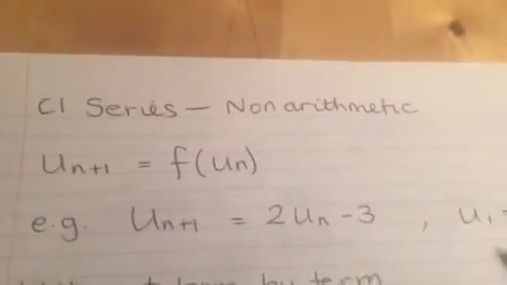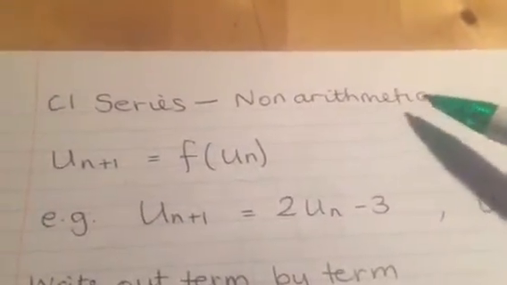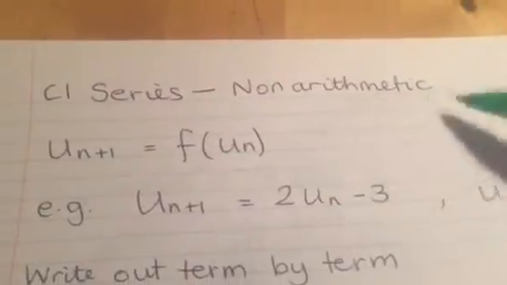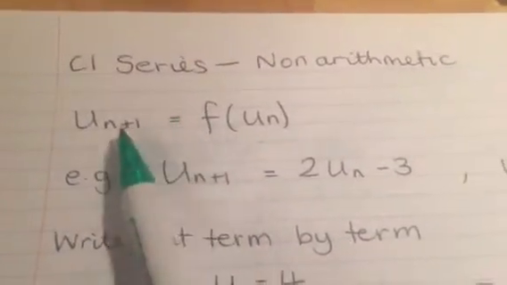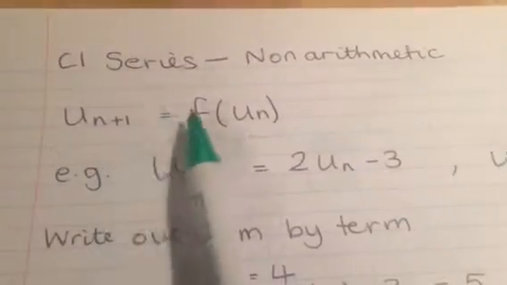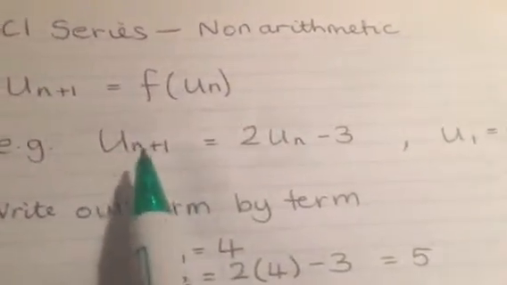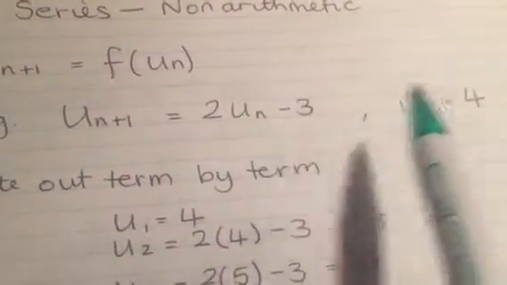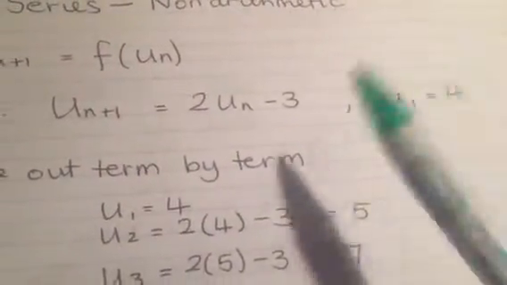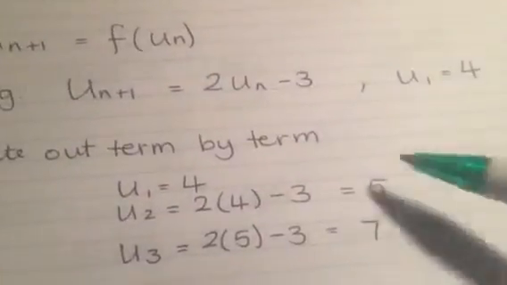So, non-arithmetic series. If you know it's not an arithmetic series, you won't be able to use the formula in the formula book, and it will normally be where the next term is a function of the previous term. So for example, u(n+1) is 2 times the previous term minus 3, and the first term is 4. Work it out term by term.